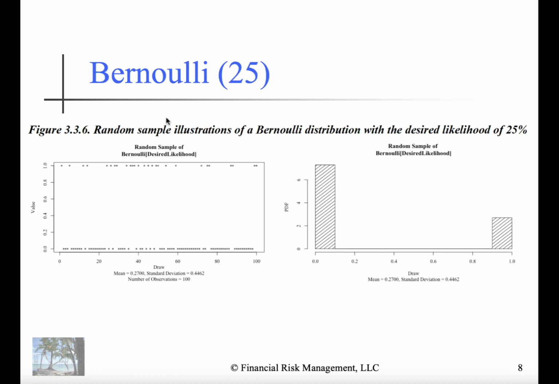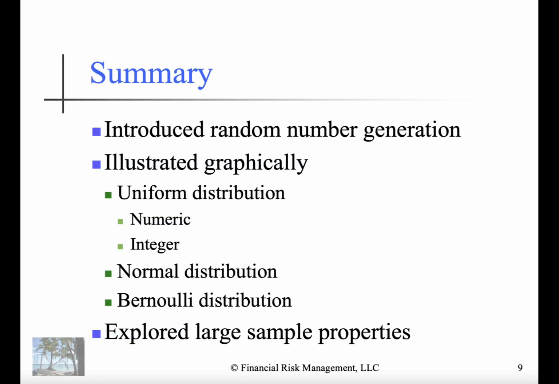The final distribution that we examine here is a Bernoulli distribution, and basically it's a binary 0-1 depending on whether or not an outcome was observed. And so we're looking at the desired likelihood of 25%. So 25% of the time we observe, we'll pull the number 1, say, and otherwise it's 0. Bernoulli distribution is particularly helpful in understanding credit risk and related issues. So in summary, we just introduced random number generation. We illustrated them graphically. And in the source code that we'll turn to now, we'll look at some large sample properties.